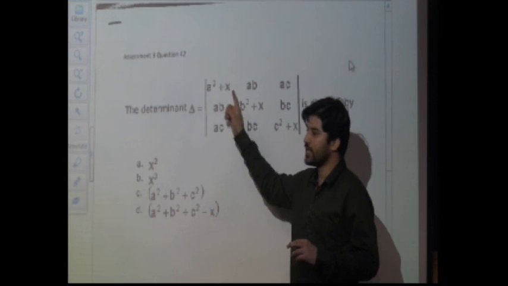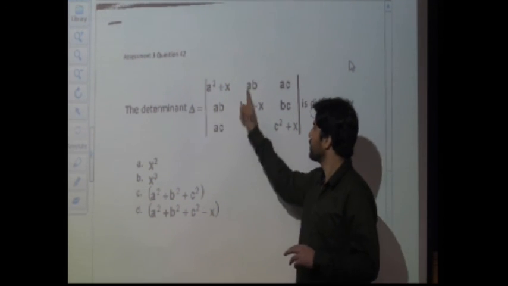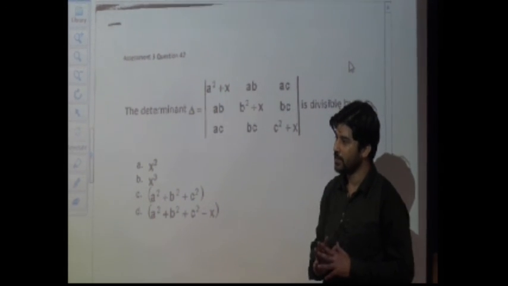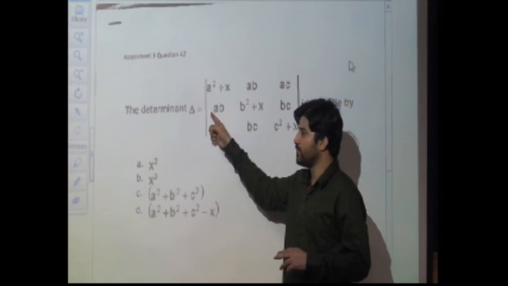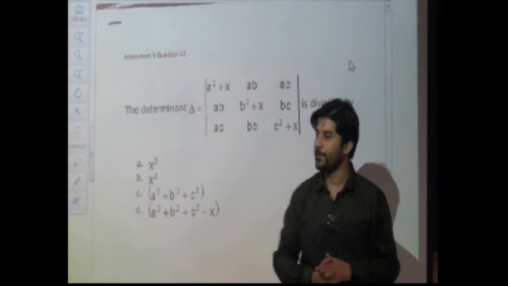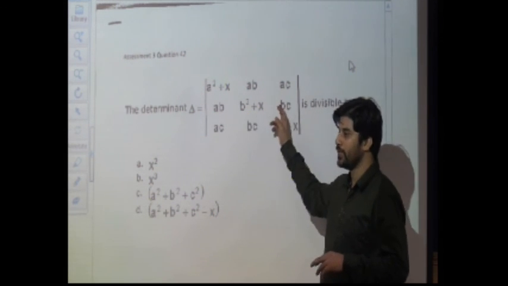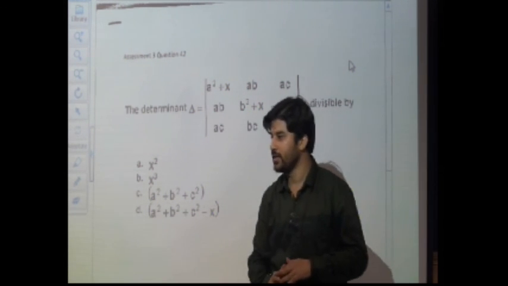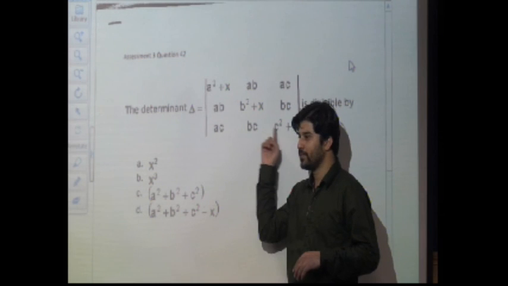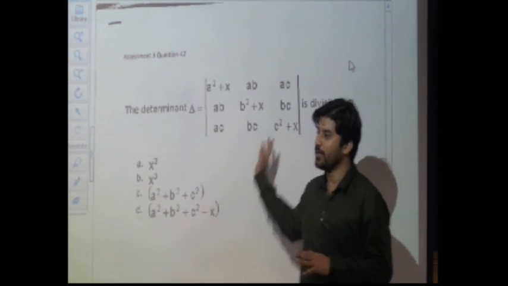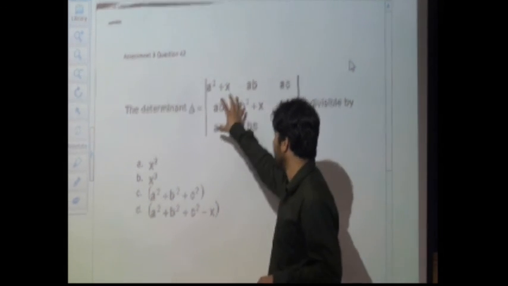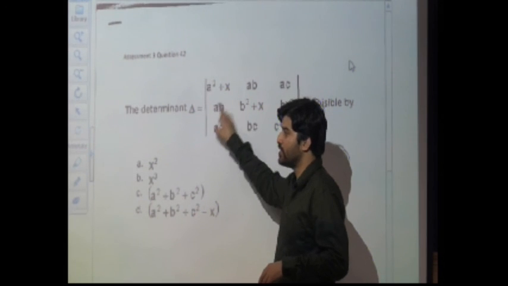A cube plus AX, right? The same thing, you can multiply the second row by B, you'll get A square B, B cube, BX, and then B square C. And the same thing you can get by multiplying by C. So when you are multiplying by ABC, to make the balance, you will divide by ABC.